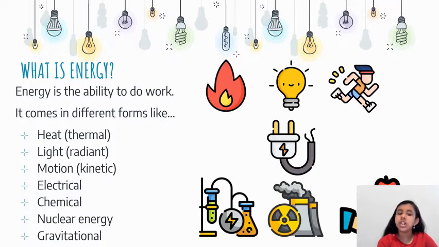So, what is energy? Energy is the ability to do work. It comes in different forms like heat, light, motion, electrical, chemical, nuclear, and gravitational energy. There are two kinds of energy, non-renewable and renewable energy.